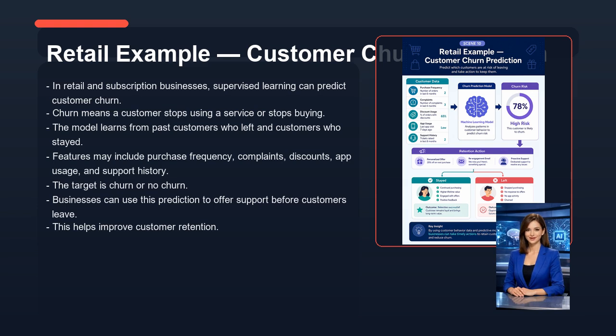Features may include purchase frequency, complaints, discounts, app usage, and support history. The target is churn or no churn. Businesses can use this prediction to offer support before customers leave. This helps improve customer retention.